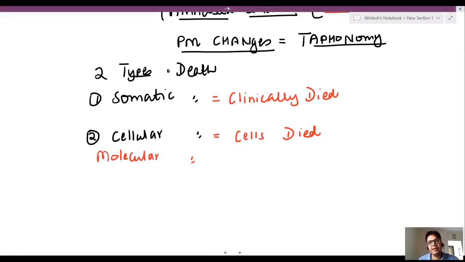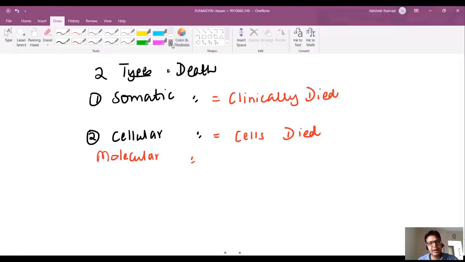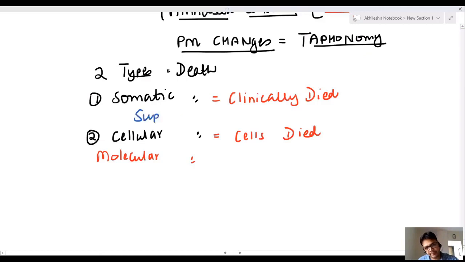And there is a time interval which is known as supravital interval.